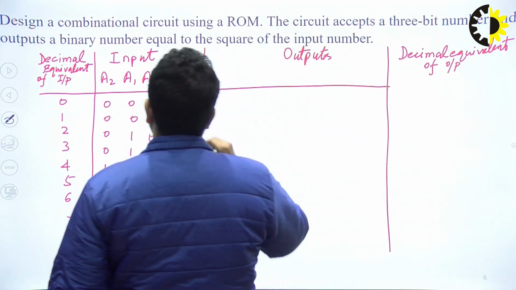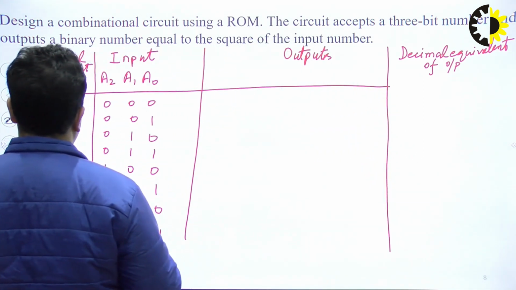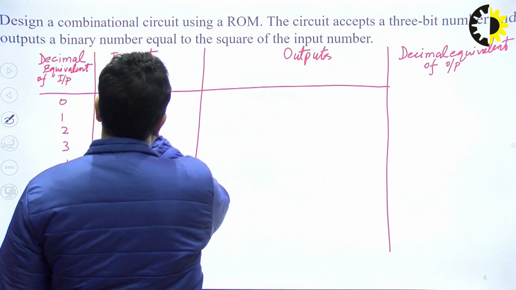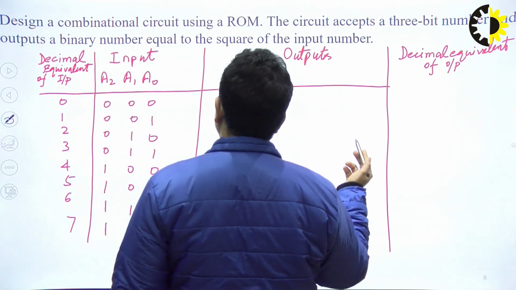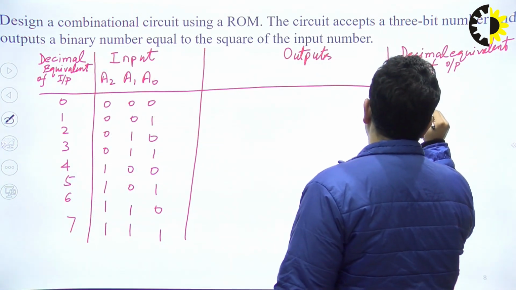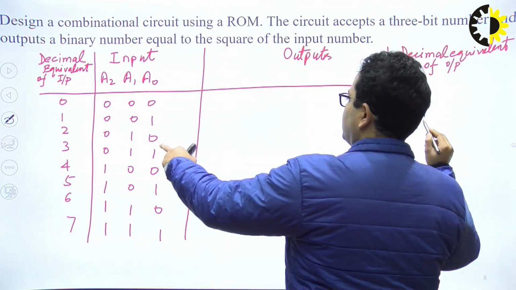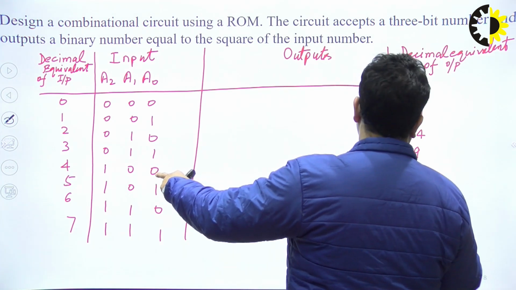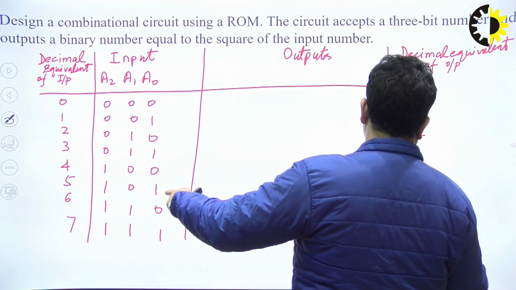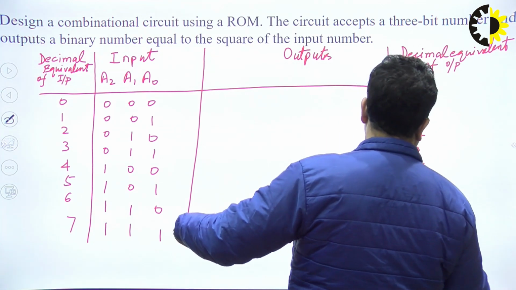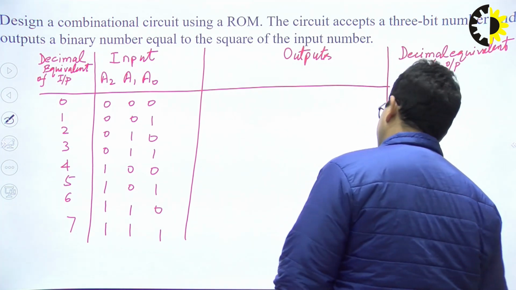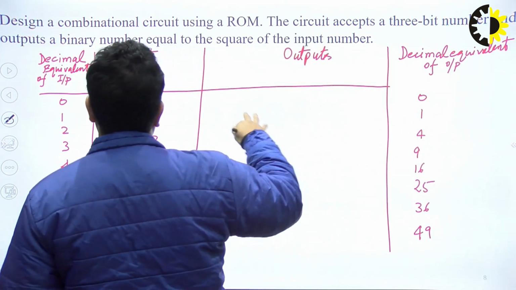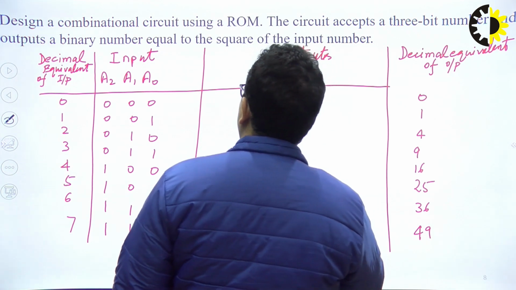So for the output we are considering the square. For 0, the square will be 0. So let us write the squares here: 0, for 1 it is 1, for 2 it will be 4, for 3 it will be 9, for 4 it will be 16, for 5 it is 25, for 6 it is 36, for 7 it will be 49. So we have written the decimal equivalents, whose binary equivalents we have to write in this part.